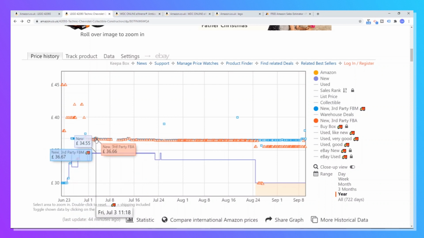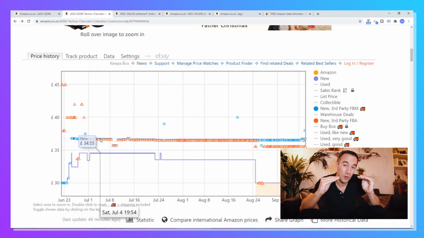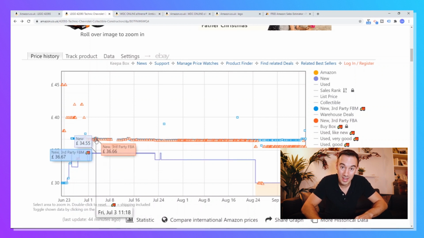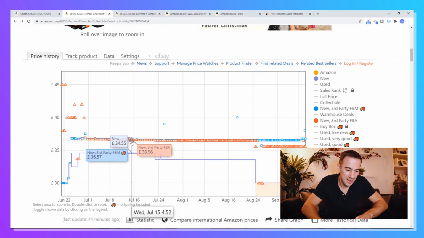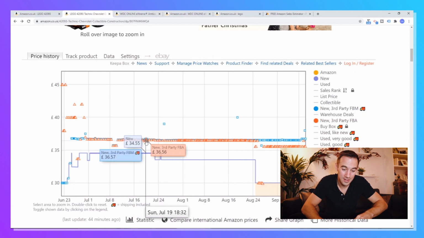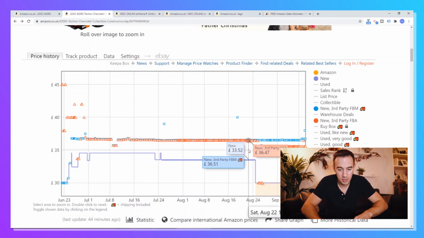Why? Because we're seeing this little penny movement. What is it? It's quite simply automatic repricers changing the price to fight for sales velocity. So what I can guess is that the price around here is going to be around 36.56. That is going to be the sell price during this period.